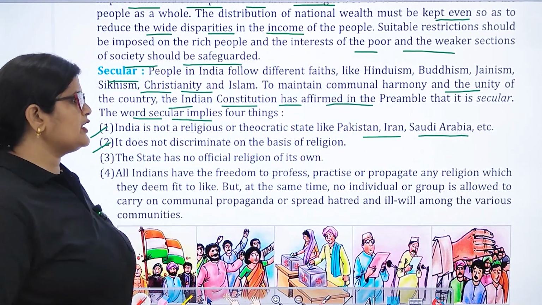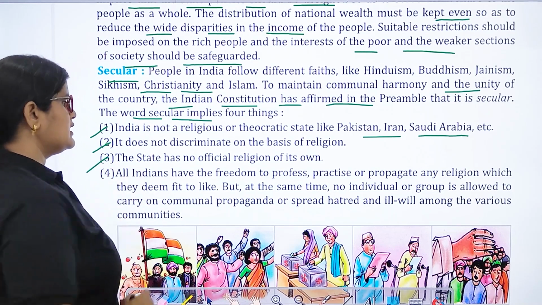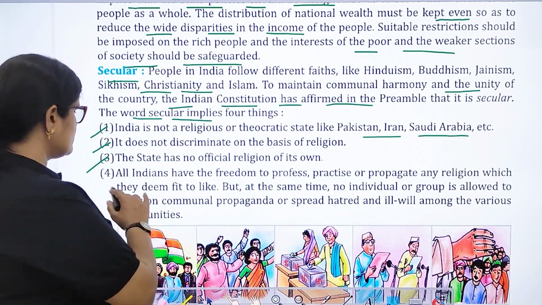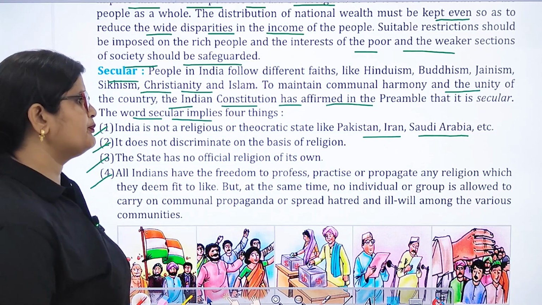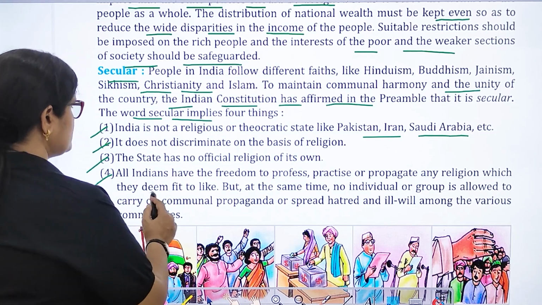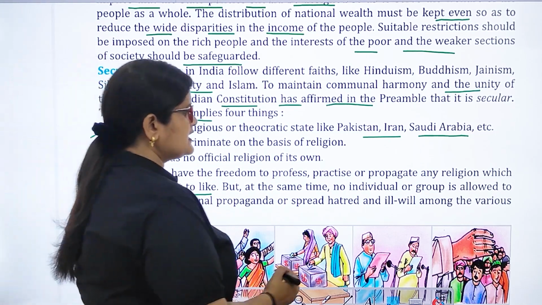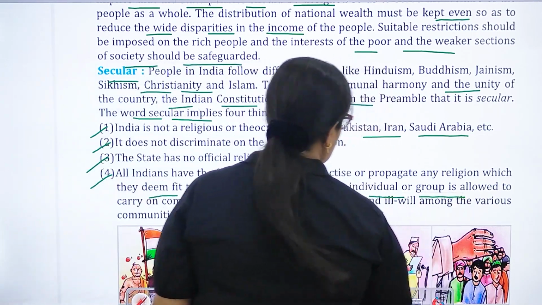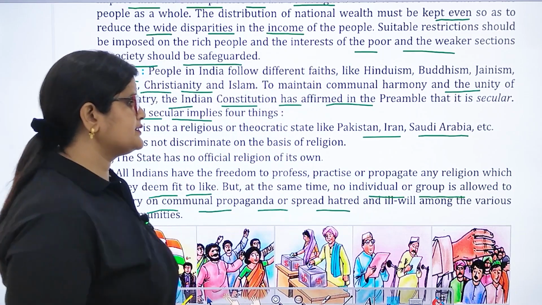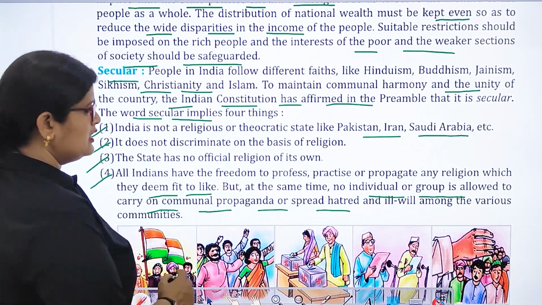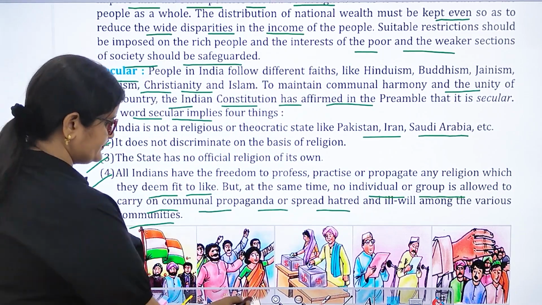It does not discriminate on the basis of religion. The state has no official religion of its own. All Indians have the freedom to profess, practice or propagate any religion which they deem fit, but at the same time no individual or group is allowed to carry on communal propaganda or spread hatred and ill will among the various communities.